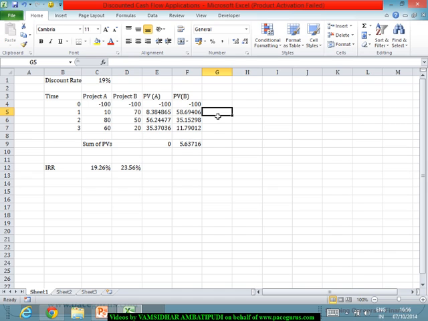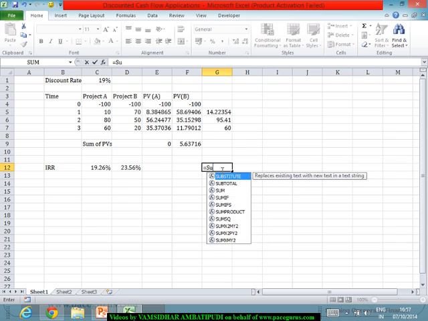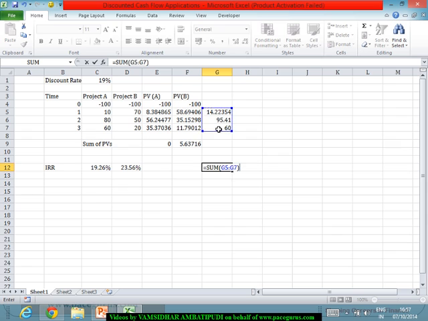Now what this is assuming is, whatever the 10 that I am getting, I will be reinvesting this 10 for 2 more years at 19.26%. The same way, whatever I am going to get, 80 at the end of 1 year, I am going to reinvest it at 19.26% for 1 year, and probably this nothing I am going to reinvest, which means the overall future value at the end of 3 years is going to be this much.